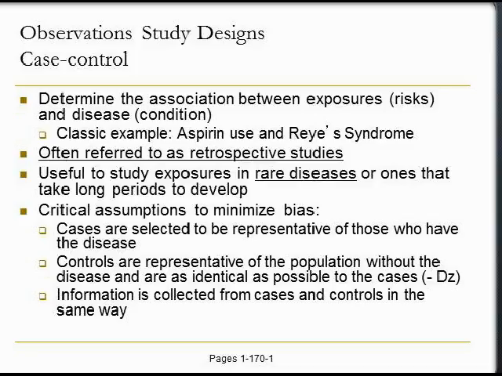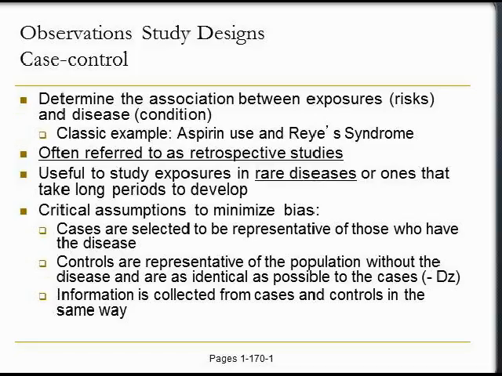So we want to determine the association between exposures or risks and disease or conditions. The classic example in the biomedical literature is the association of aspirin use and Reye's syndrome. I know this is an old study, but it's still highlighted as a classic case control study in which the association between aspirin use and Reye's syndrome was elucidated.